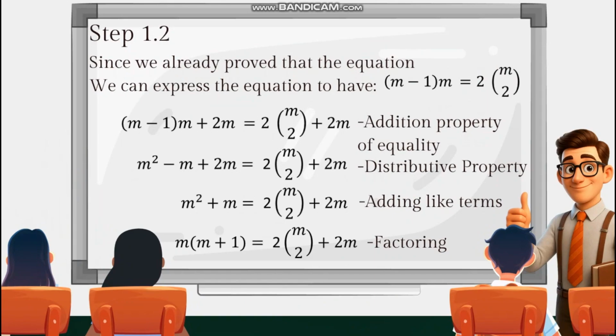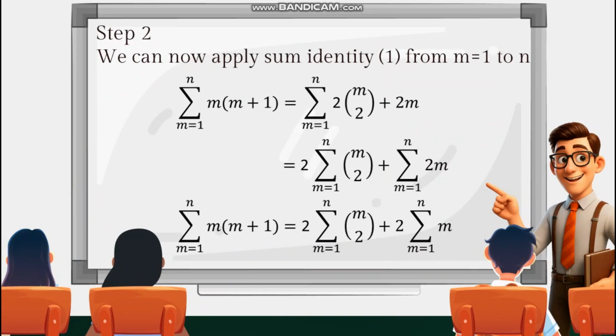And by applying distributive property, we have now m squared minus m plus 2m is equal to 2 times the quantity of m taken 2 plus 2m. And by adding like terms, we have m squared plus m is equal to 2 times the quantity of m taken 2 plus 2m. And by factoring, we have now m times the quantity of m plus 1 is equal to 2 times the quantity of m taken 2 plus 2m. Despite adding 2m to both sides, the equivalence of this equation remains the same. For our step 2, we can apply some identity here.